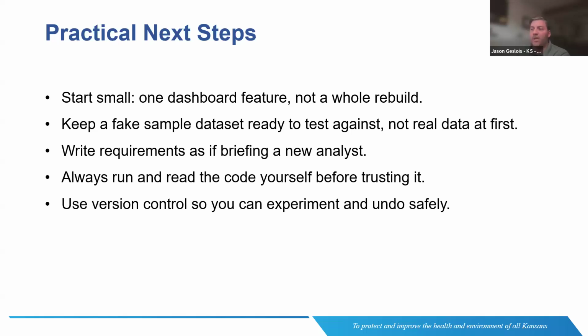Clear requirements are the single biggest improvement on quality that you can make. Always run and read the code yourself before you trust it, and treat the agent's output like a draft from an intern. Helpful, but you review it. You can also use version control, so you can experiment freely and undo anything with more confidence through the different iterations. So these are just some of the things that can help you lower the risk of using AI and agentic workflows, while doing some of the core work that we do towards improving public health.